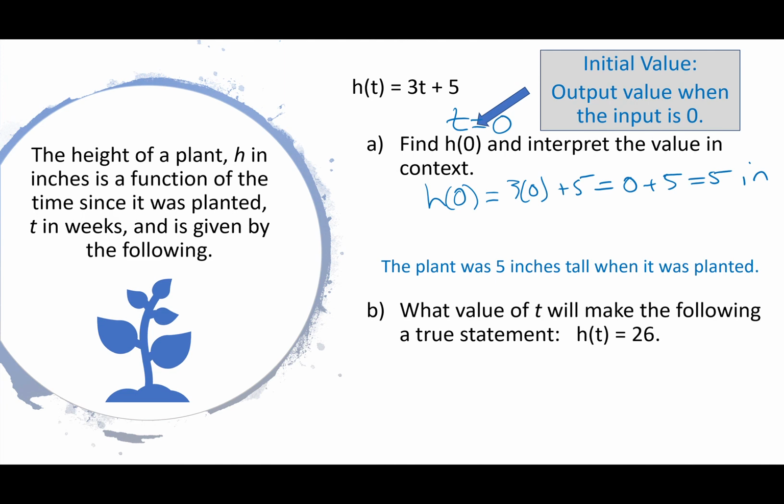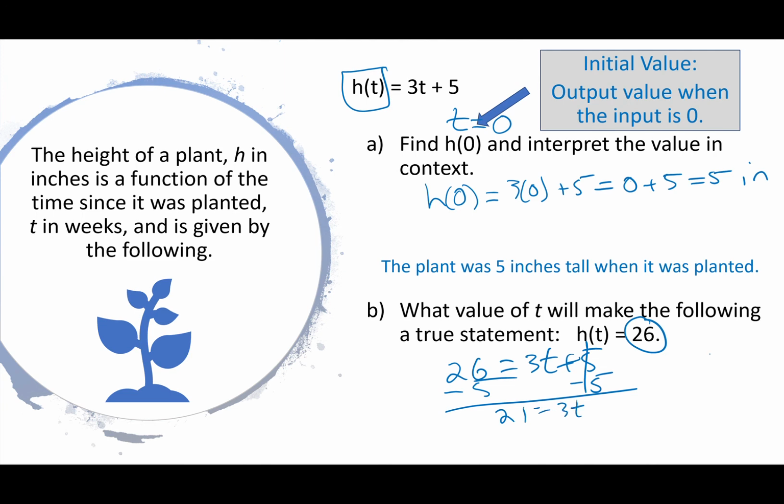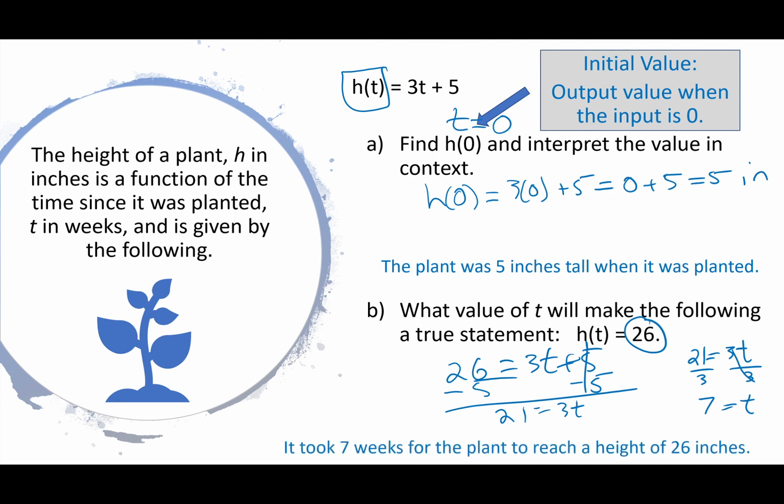Part B, what value of t will make the following a true statement? Now we're given an output, and we're trying to figure out what the input is. In general, we call this solving. So I know that h is equal to 26, so I can substitute where I see h of t. So 26 equals 3t plus 5. I can go ahead and subtract 5 from both sides to get 21 equals 3t. And then I can divide by 3 on both sides to get 7 equals t. And so that's going to tell us that it took 7 weeks for the plant to reach a height of 26 inches.